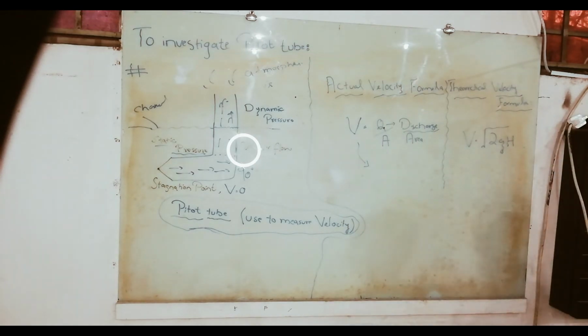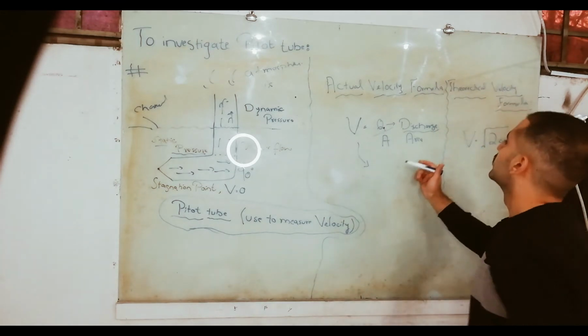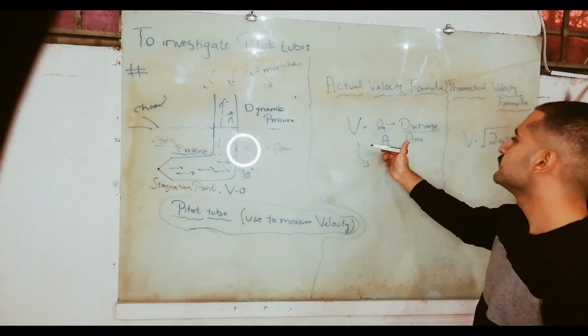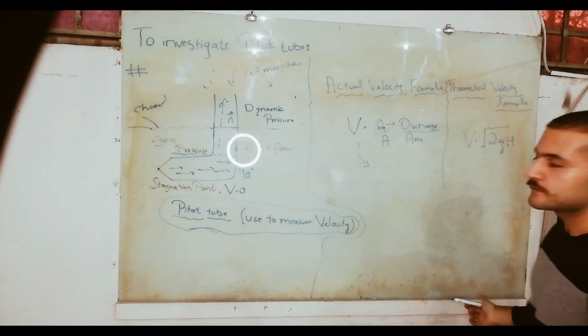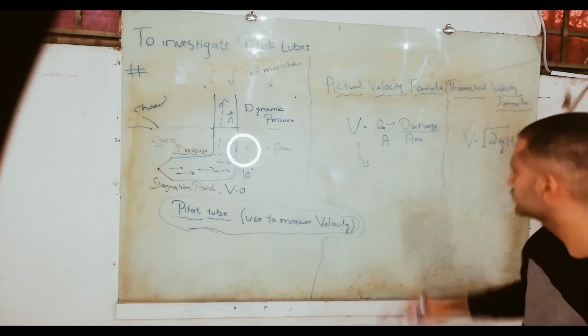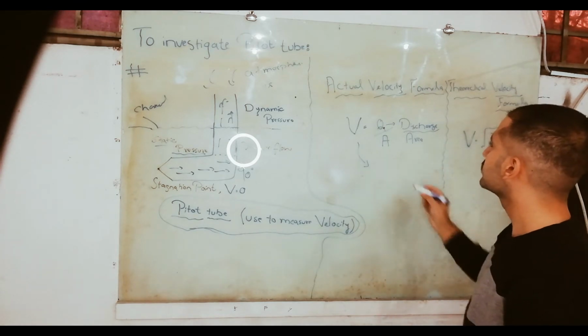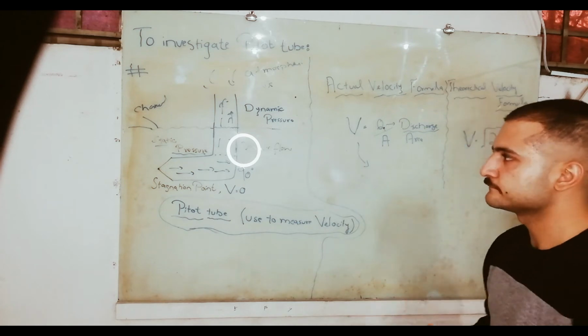So there are two formulas used to demonstrate. We are also going to demonstrate experimentally on the hydraulic bench. So actual velocity is v equal to Q by A, that is discharge per area, and on the other side, theoretical velocity is equal to root 2gh. So these are two components of velocity, which are the actual velocity formula and the theoretical velocity formula.